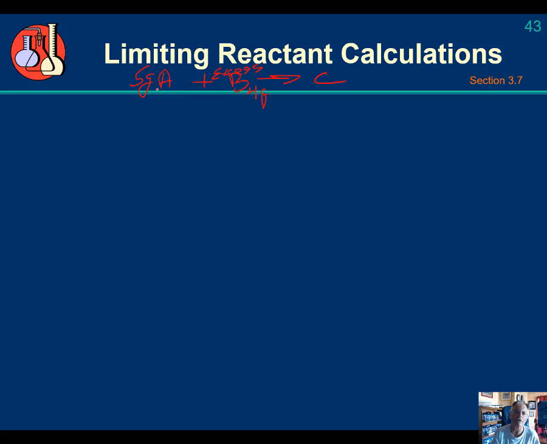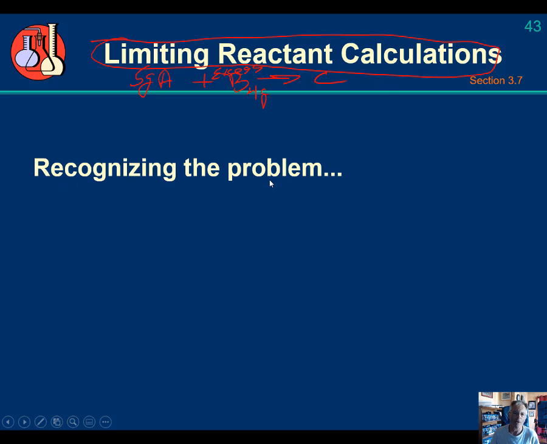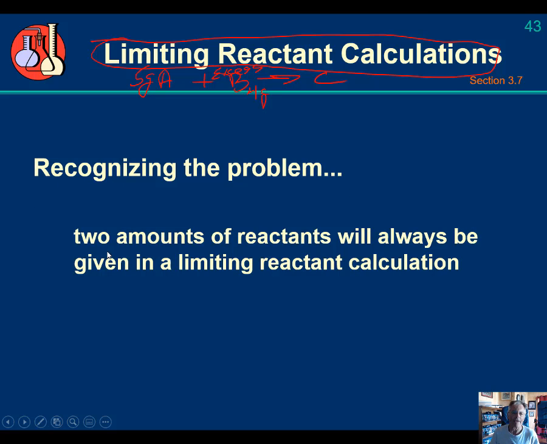Now, I'm not certain which one of those two reactants will run out, so I have to make that determination mathematically. We call that kind of problem a limiting reactant problem or a limiting reactant calculation, and here's how you recognize it. You're given a specific amount of more than one reactant. So at least 2 amounts of reactants will always be given in a limiting reactant calculation, and so you have to make the determination of which reactant is limiting.